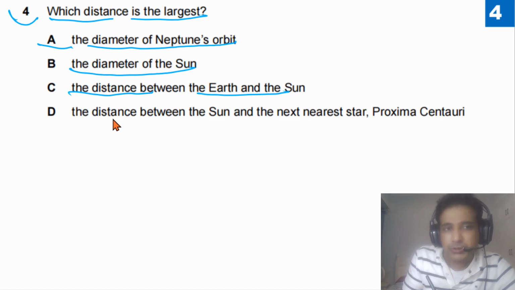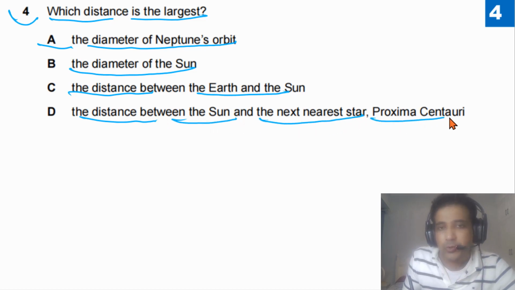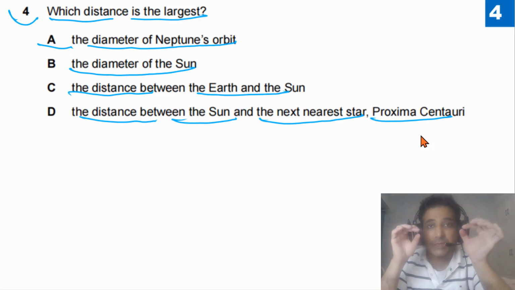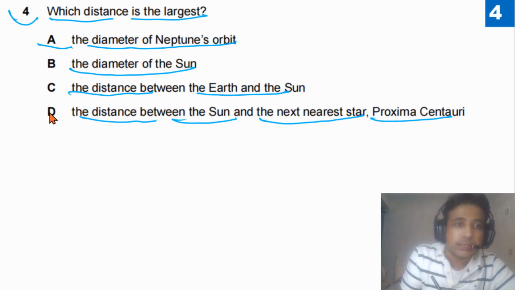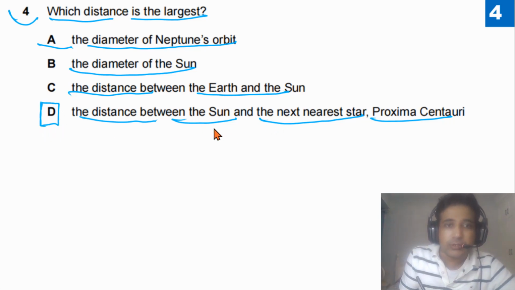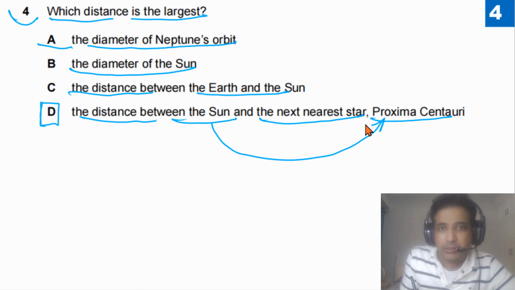If you look at option D, it is given to us the distance between the sun and the next nearest star, Proxima Centauri. The distance between the sun and the nearest star, Proxima Centauri, is 4 light years. It means light takes 4 years to travel from the sun to this star. So this distance is the largest.